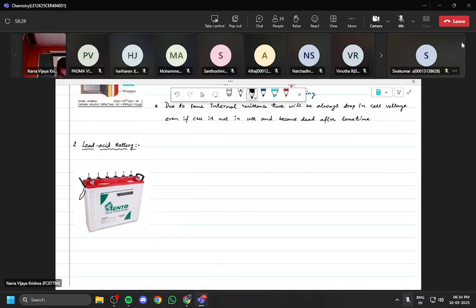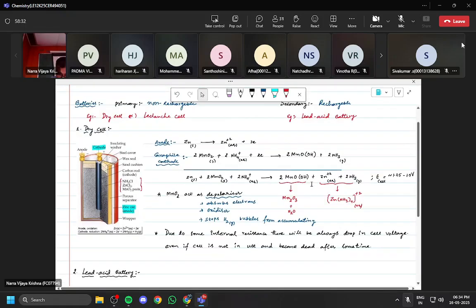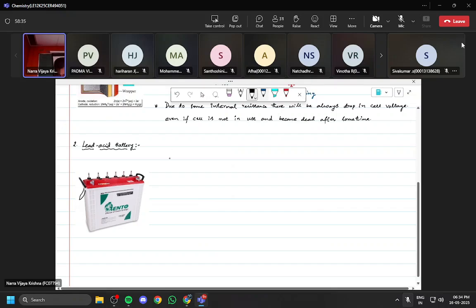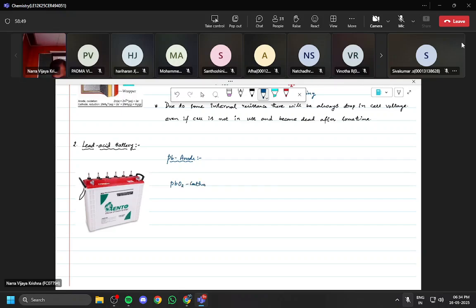In this, lead acts as anode. At the anode, what happens? Oxidation. Lead oxide acts as cathode. What happens at the cathode? Reduction. So observe these reactions. Anodic reaction: Pb with SO4 2 minus gives rise to PbSO4 plus 2 electrons. Is it oxidation or not?